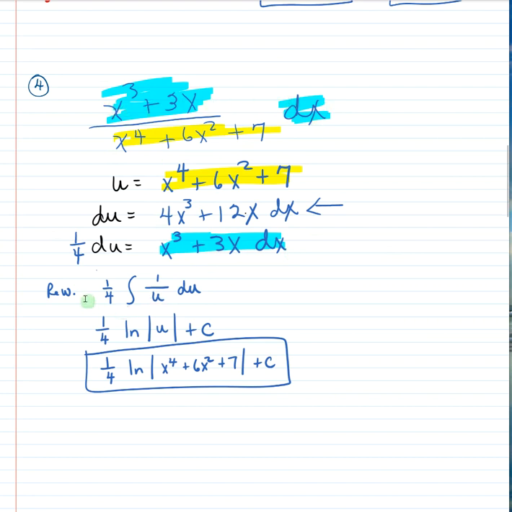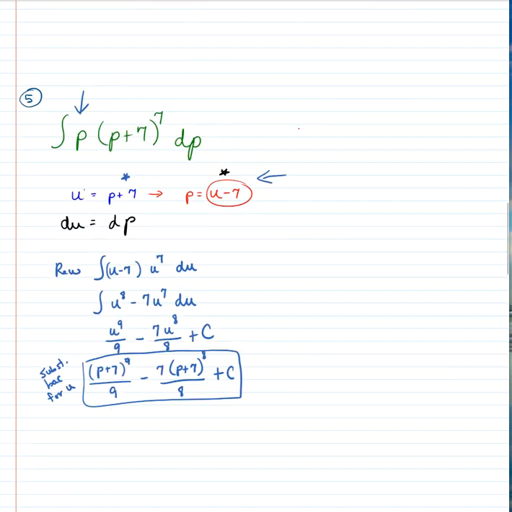So when I rewrite my question, I have the 1/4 on the outside, integral of 1 du, that's up there, over u. The integral of that is 1/4 ln absolute value of u plus c. Plug your u back in, which was this in yellow. So I have 1/4 ln absolute value of my original u plus c. That would be number 4.